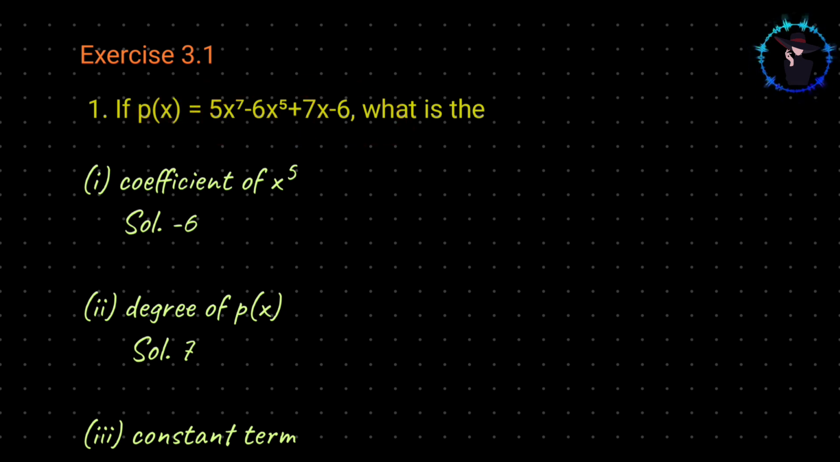Next, we need to find the degree of the polynomial p of x. So what was the degree? The power with the highest value, right? So 7 is the highest power. So 7 is the degree of the polynomial.